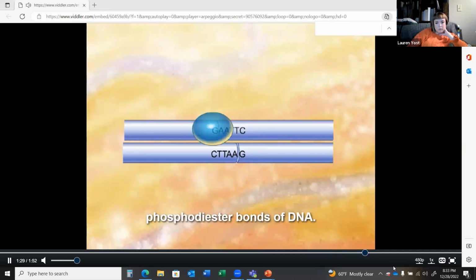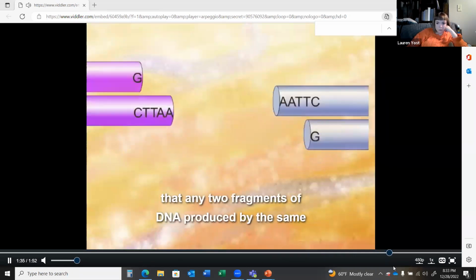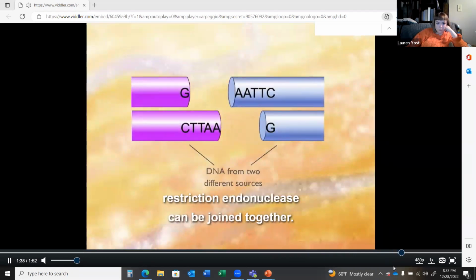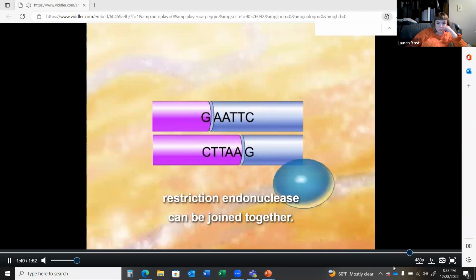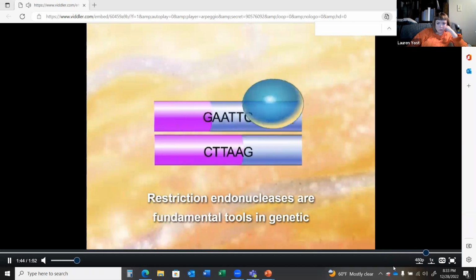phosphodiester bonds of DNA. What makes restriction endonucleases so valuable is that any two fragments of DNA produced by the same restriction endonuclease can be joined together. Restriction endonucleases are fundamental tools in genetic engineering.